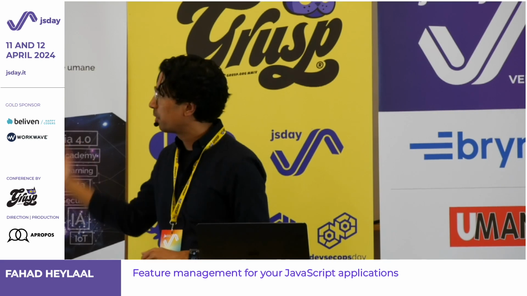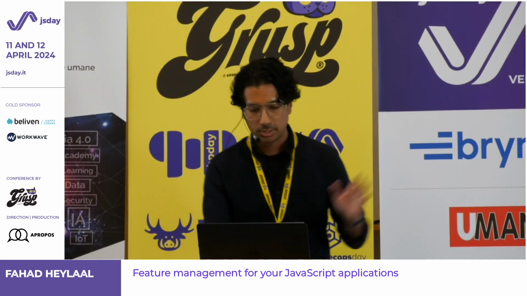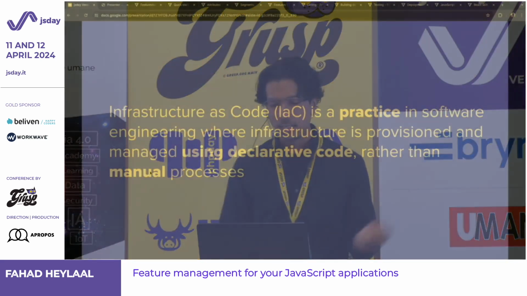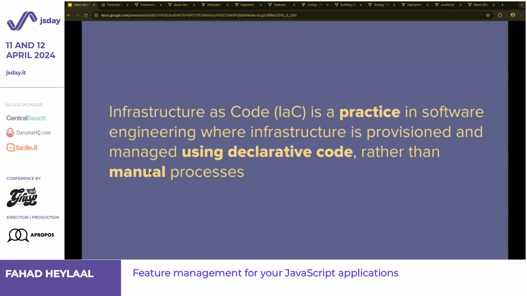First one is infrastructure as code. So I will just read this slide very quickly. IAC, in short, is a practice in software engineering where infrastructure is provisioned and managed using declarative code. When I say declarative code, I mean that you are telling the system what to do, not necessarily figure out how. That's the system's job. You do not deal with that.